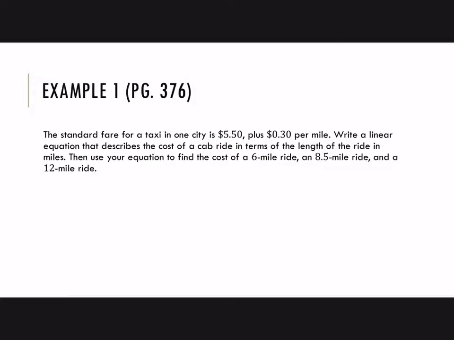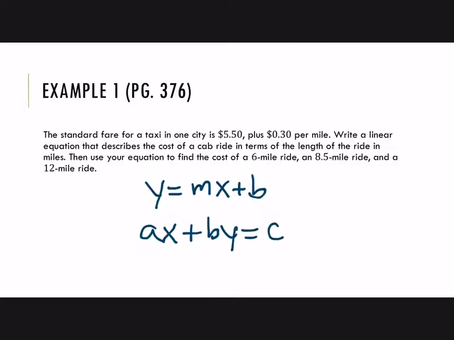Okay, so all of these examples deal with linear equations. One thing that you need to do when you're looking at a word problem, if you're asked to write some sort of an equation, is to decide what form of equation best fits the problem. We've looked at a couple so far, and mostly we're going to focus on two: y equals mx plus b, and ax plus by equals c. The first one is slope-intercept form, and the second one is standard form.